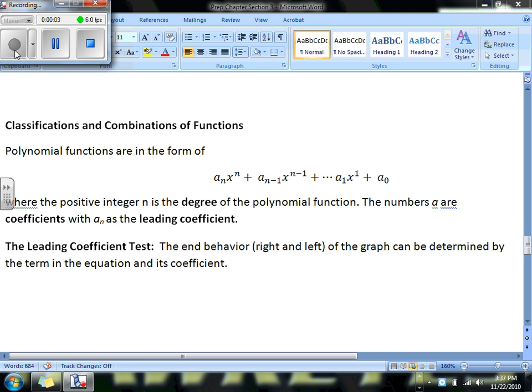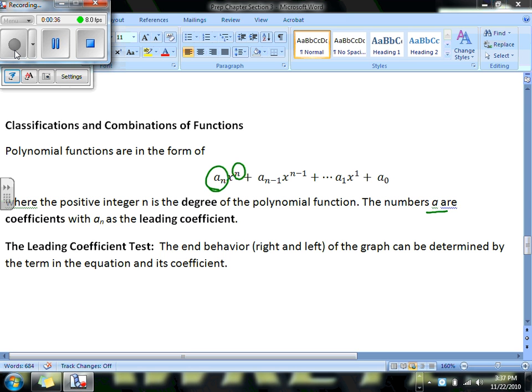All right, we started off with part 2 of our prep chapter section 3, with classification and combinations of functions. First of all, polynomial functions in the form of this one right here, a_n x^n, and so forth. The positive integer n is the degree of the polynomial. So normally we classify our polynomials by the highest degree. The numbers a are coefficients, with a_n being the leading coefficient.